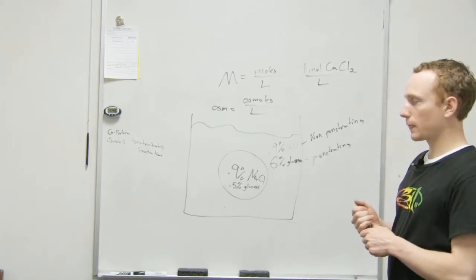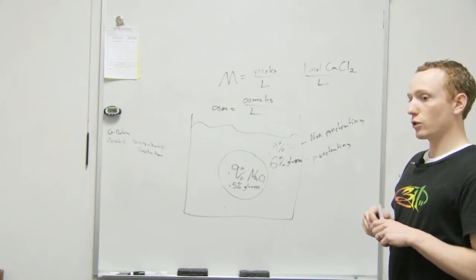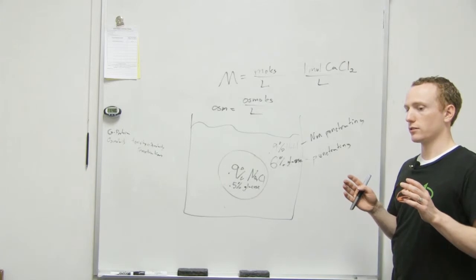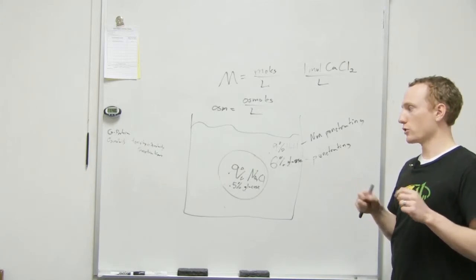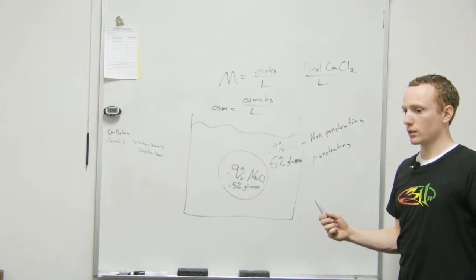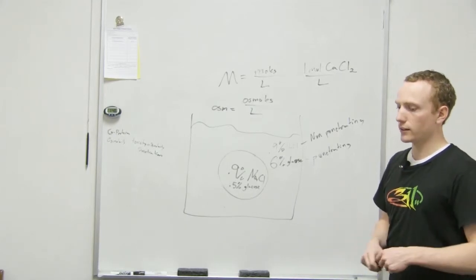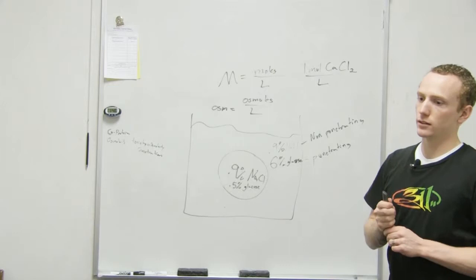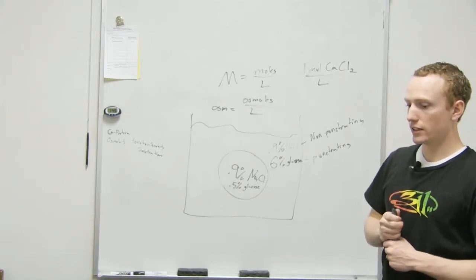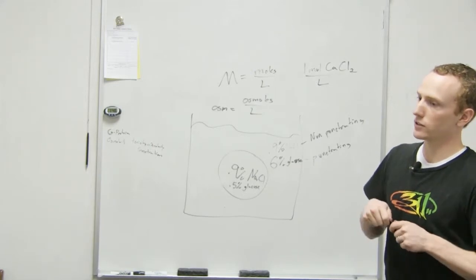So inside is isotonic. What is tonicity? The measure of what's going to happen to the cell, right? That's kind of the definition. Okay, so I'm going to write that down. So tonicity is what's going to happen to the cell. Is it going to shrink, blow up, or stay the same?